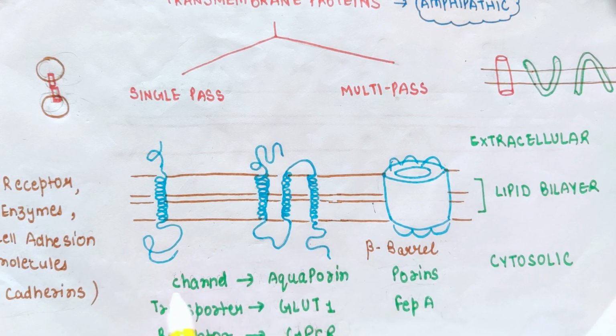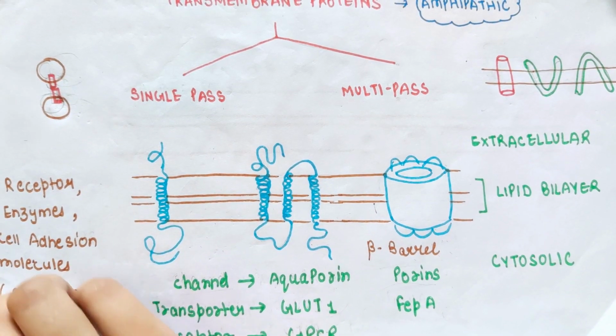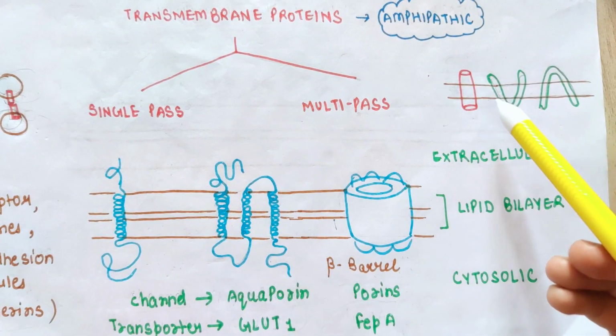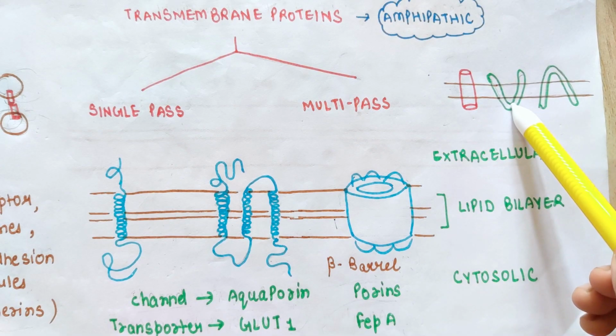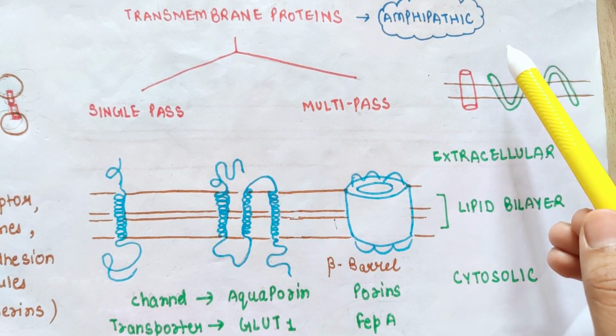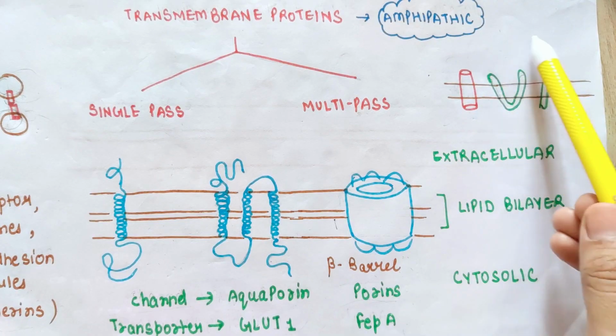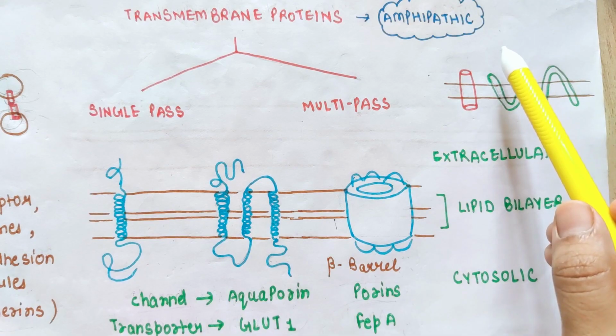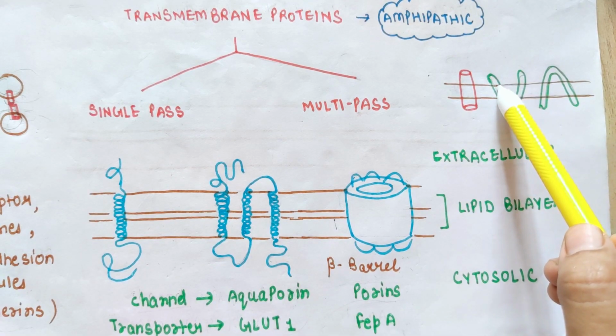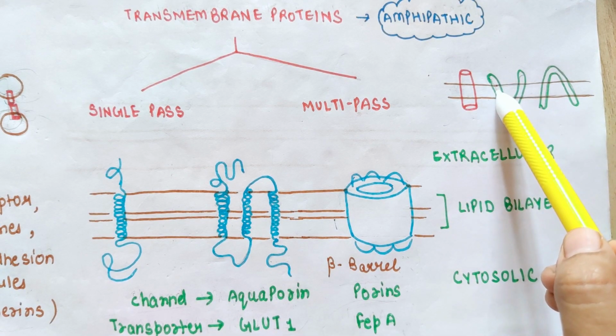Now, these transporters and channels are not the same, they are different. For example, if you see here, consider it as a sodium ion transporter, which has to transport sodium from the extracellular side to the intracellular environment. Now, what will happen? The sodium ion will come and bind to the specific domain of the transporter.